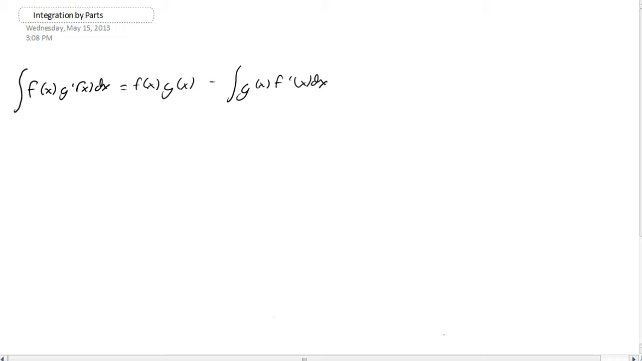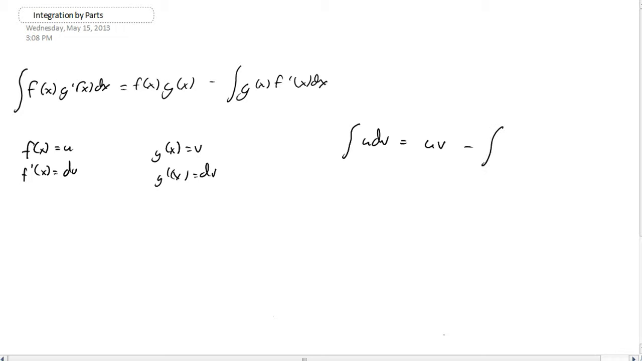Then what some people like to do is say that f of x is equal to u and g of x is equal to v. And the differentials of these then are f prime of x is equal to du and g prime of x is equal to dv. So what we can then do is continue to say that the integral of u dv is equal to u v minus the integral of v du.